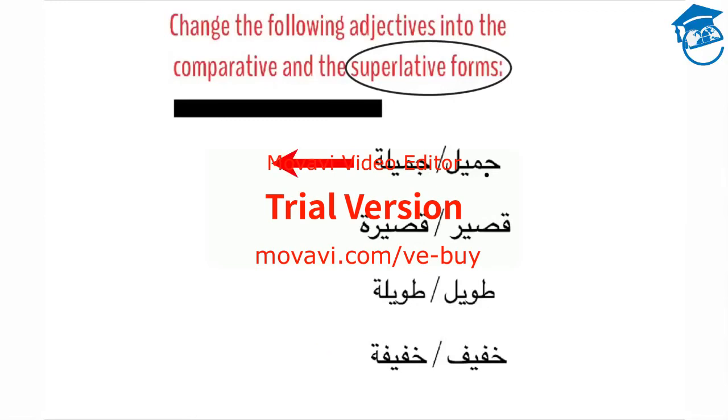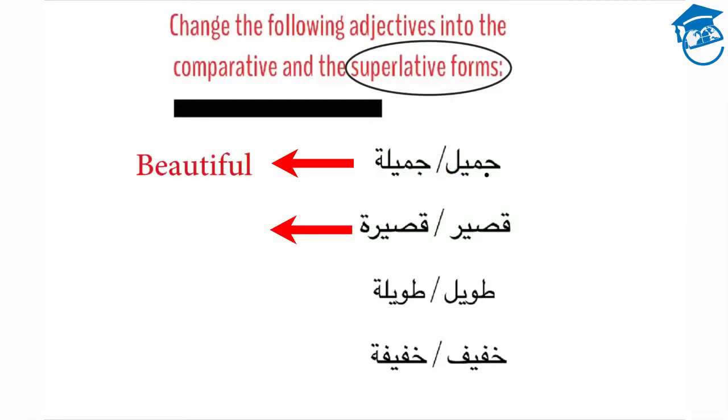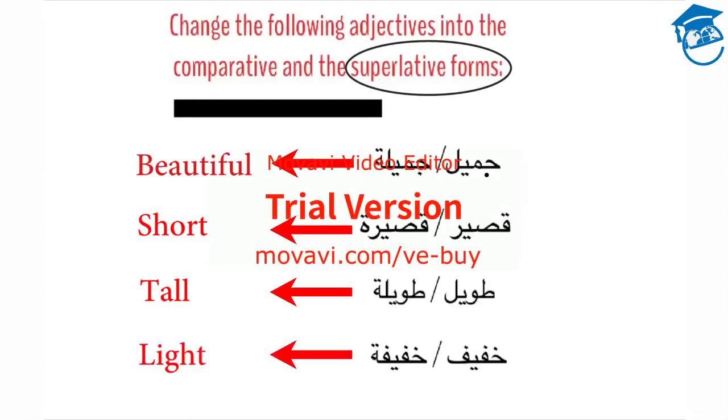Jamil, or jamila for females, means beautiful. Qasir, or qasira, means short. Tawil, or tawila for female, means tall. And khafif, or khafifa, means light. Now pause the recording and practice writing the superlative form of each of these adjectives.